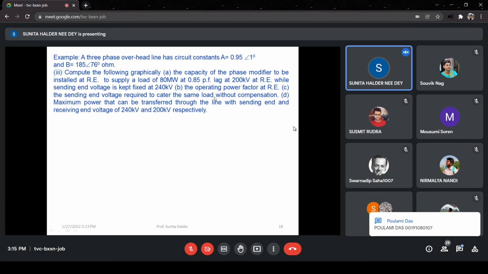Next, another question using compensation. The same problem I had given, same data. Calculate graphically. This type of problem you have to do with the power circle diagram, not using the ABCD parameters, as you have drawn in your power system planning design class. The capacity of the phase modifier. Phase modifier means actually compensator, because a compensator compensates the power factor angle, to be installed at the receiving end to supply a load of 80 megawatt, 0.85 power factor lag at the receiving end at 200 kV, while the sending end voltage is kept fixed at 240 kV.